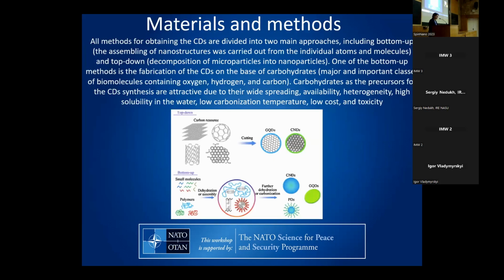So let us proceed to materials and methods. Now all methods for obtaining the carbon dots are divided into two main approaches. One is the so-called bottom-up and another is top-down. In the bottom-up approach, the assembling of nanostructures is carried out from individual atoms and molecules. And one of these bottom-up methods is the fabrication of carbon dots based on carbohydrates.